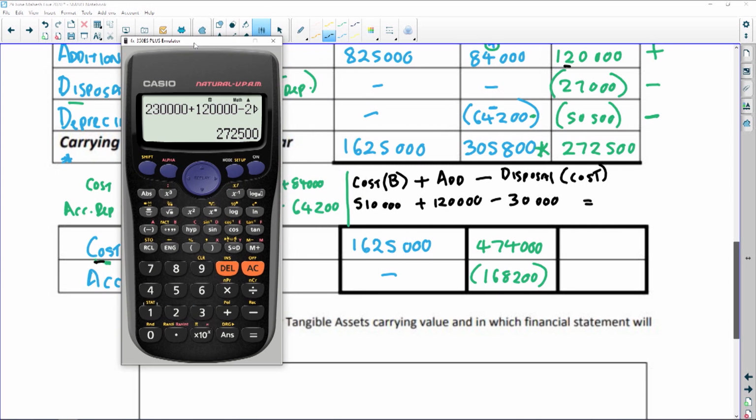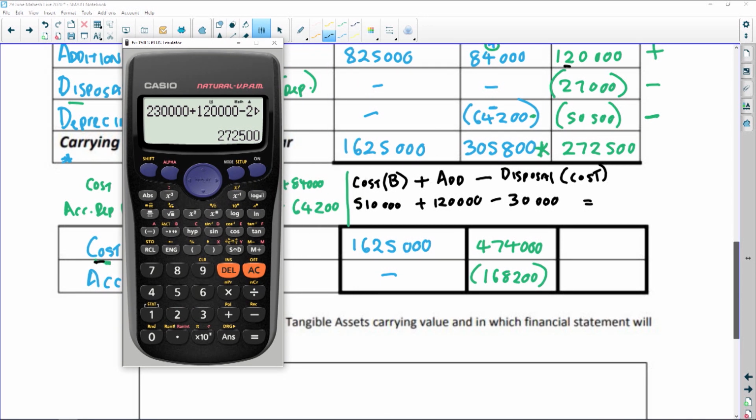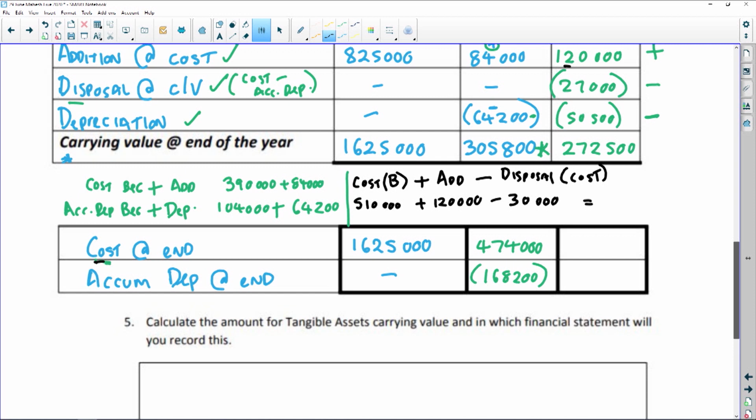So let's do this calculation together. We're almost done, guys. 510,000 plus 120,000 minus the 30,000, and cost at the end of the year is an amount of 600,000. Okay, so 600,000 is my cost at the end of the year.